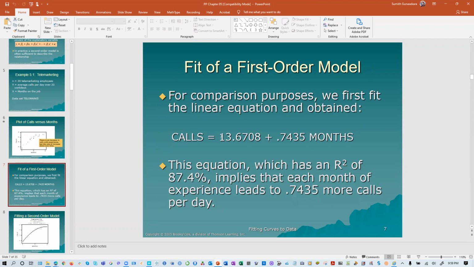Since the equation is such that R squared implies that each month of experience leads to more calls per day. Every month you are adding 7.7435 more calls per day if you run this with the linear equation. We first fit the linear equation and obtained this one. The equation has an R squared of 87.4, which looks like a good model. But the experience leads to more calls per day.